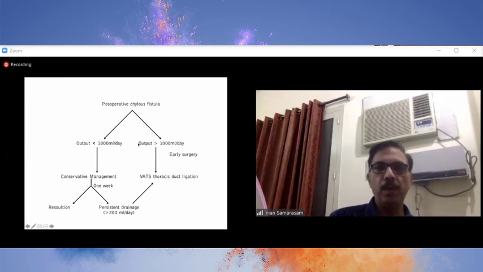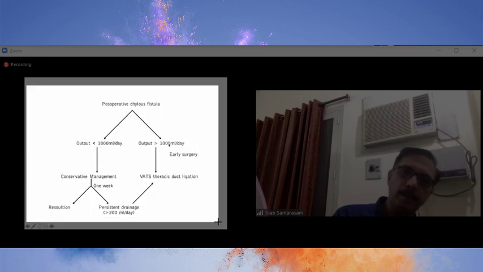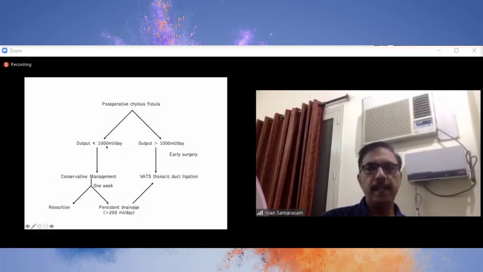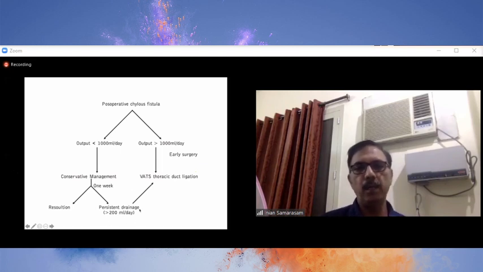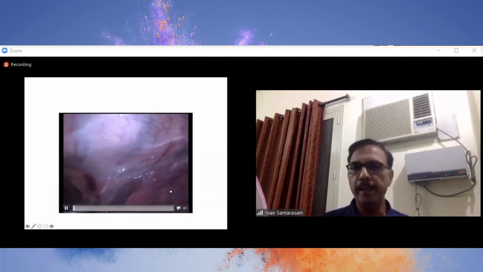If the output is more than a liter, then it means that you need to go in. If the output is less than a liter, then you try all your conservative management. The maximum that you can go is about 1 week. And if still at the end of 1 week, it's more than 200 ml, then you need to look at doing something surgical, because you can't leave it to drag on. If you leave it too long, then the patient becomes nutritionally compromised and you can't do anything.